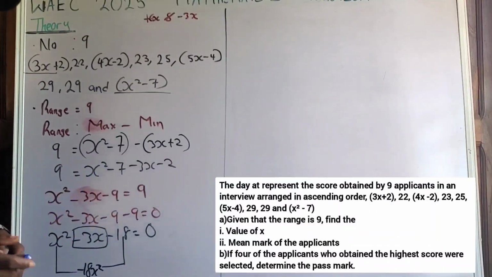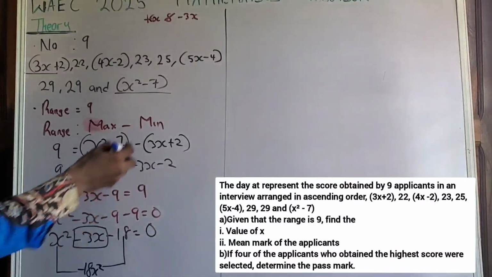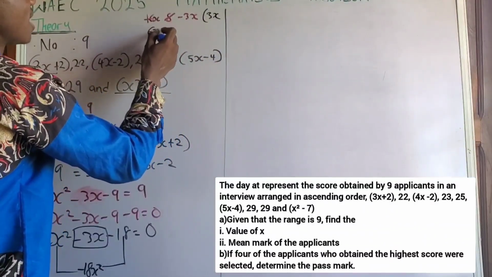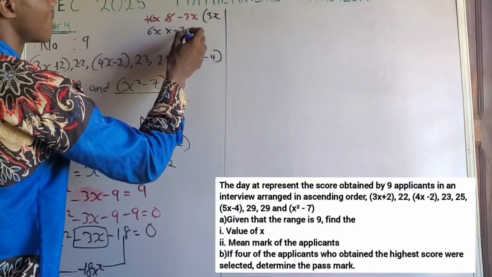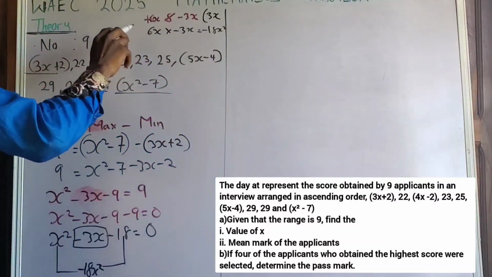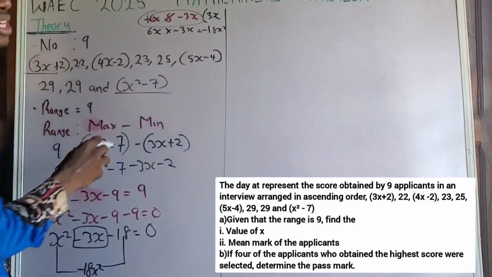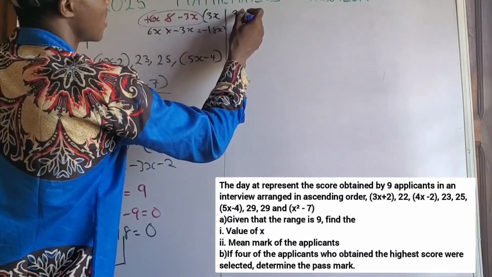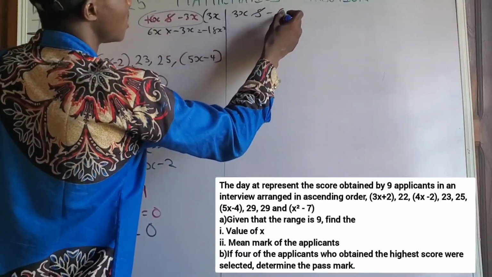6x minus 3x will give us 3x, right? But 6x times minus 3x will give us minus 18x squared, so we cannot use this. Let us interchange the signs and use 3x and minus 6x.